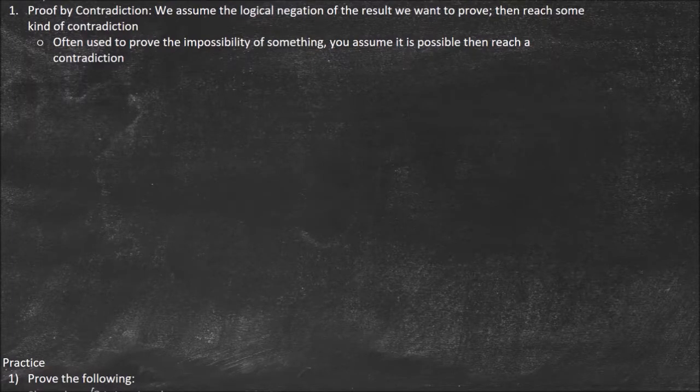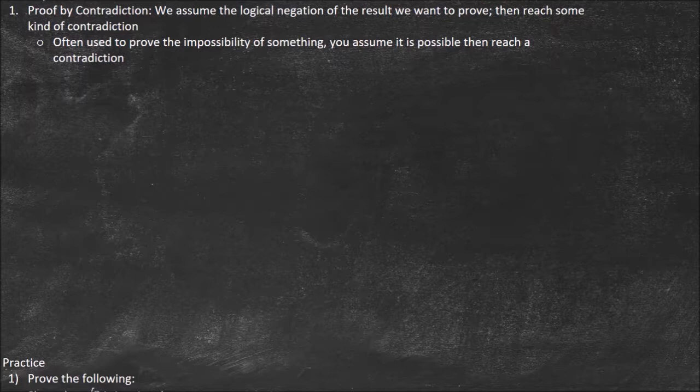We're going to do some proof by contradiction. We're going to do two and also provide a little introduction. So proof by contradiction, what you do is you assume the logical negation of the result you want to prove, and then you reach some contradiction. So you assume the opposite, and then for some reason something's going to happen that's going to make it just not true, and that's the contradiction that you're looking for, and then you're done with the proof.